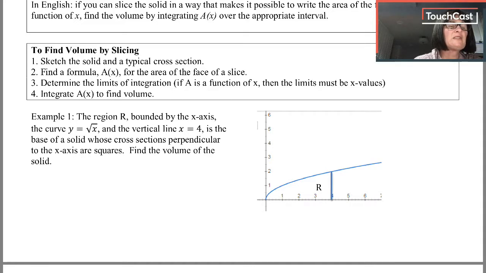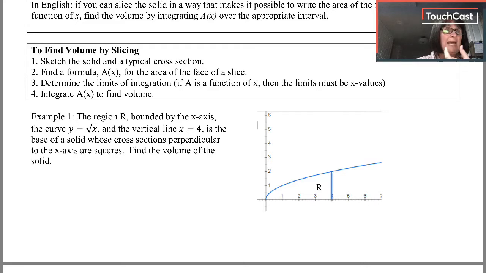this region, which is labeled R, and you sliced it so that every slice, if you slice perpendicular to the x-axis, looks like a square, but a square with thickness. So whenever you see a problem that says slices or squares, I want you to think about Kraft cheese slices, because they look like a square, but they do have a thickness.